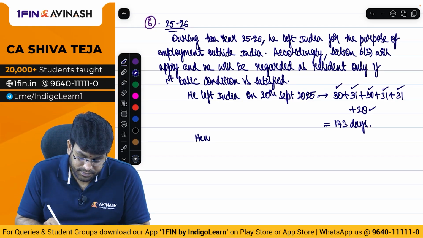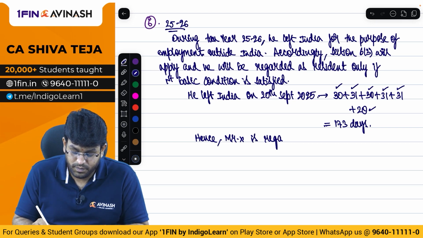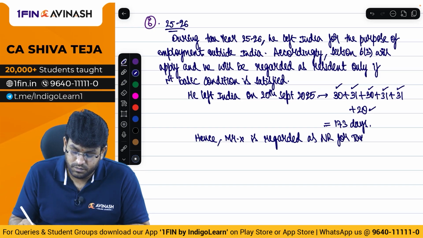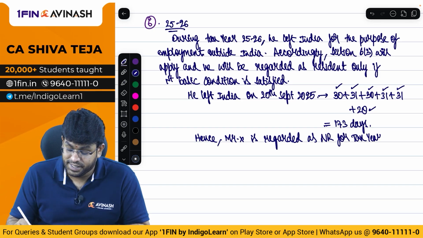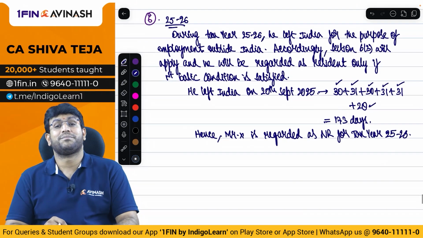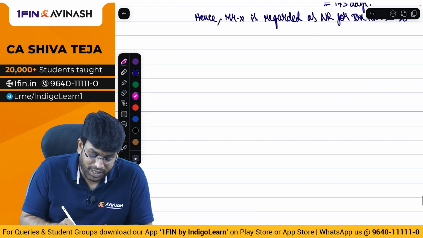And hence, Mr. X is regarded as non-resident for tax year 25-26. That is the concept. Make sense, guys? An interesting question actually.